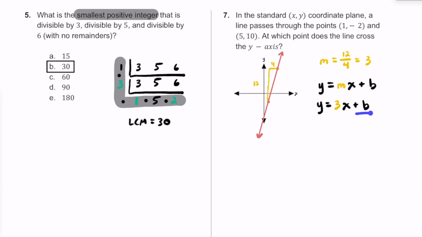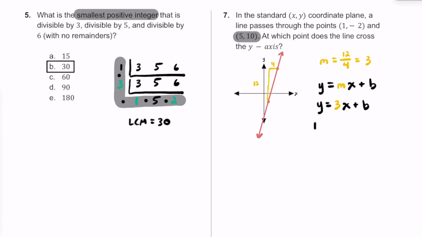So to find this b, we really just need to plug in a value for x and y that we know is going to be on the line. Then we can solve for b. Then we're going to have our point. Looks like we have an x and a y here. We also have an x and a y here. So either one you want to choose is going to be fine. I'm going to go ahead and use this 5, 10, but it's totally up to you if you want to use the other ones.